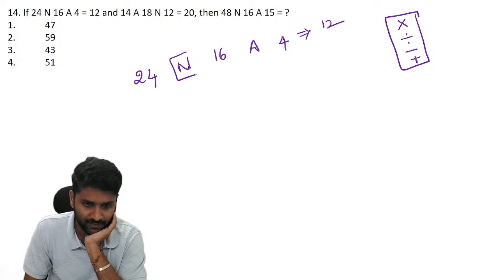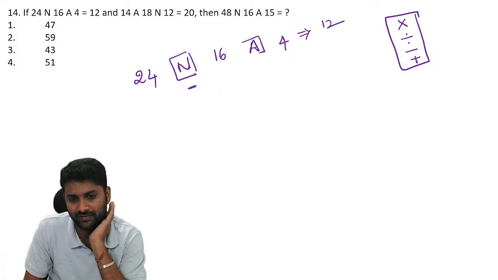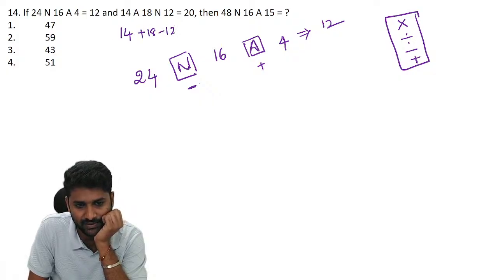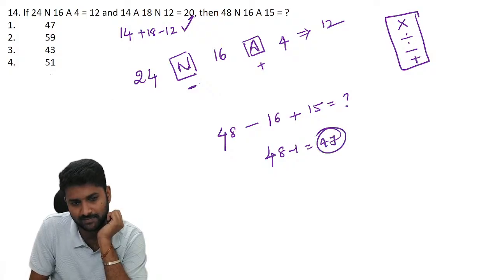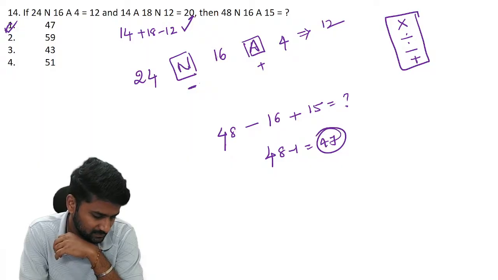See, if n can be subtracted, you can use subtraction. 24 and 16 is 8, but we need 12, so definitely a must be plus. Let's verify whether it is right or wrong. 14 plus 18 minus 12, so definitely the resultant is 20. Then the right answer 48, n should be minus 16, a should be plus 15. Find the resultant. 48 minus 1, then the answer is 47. 47 is the correct answer.